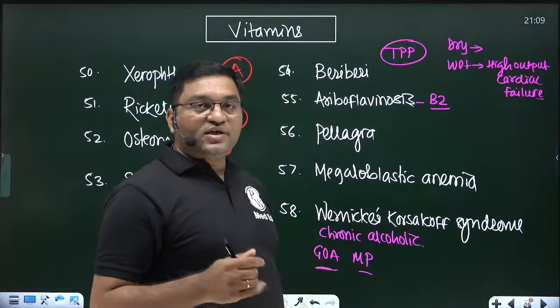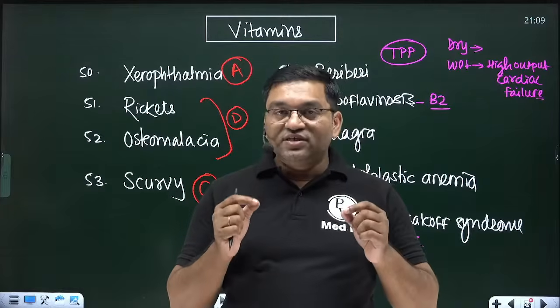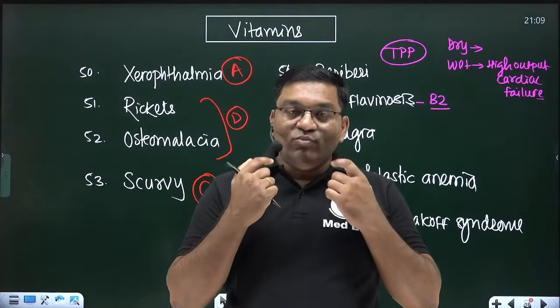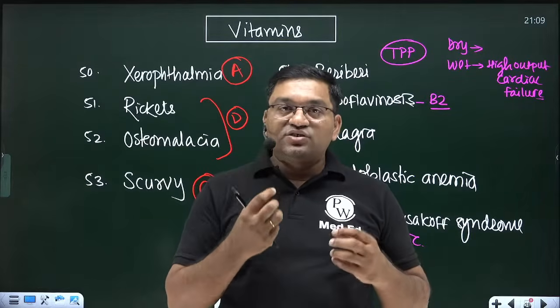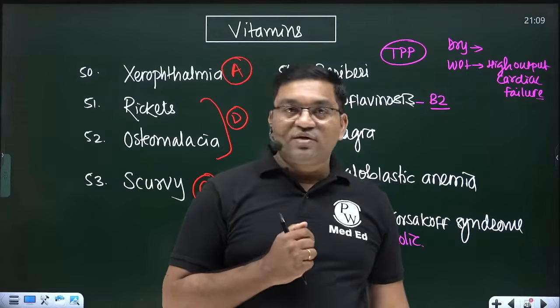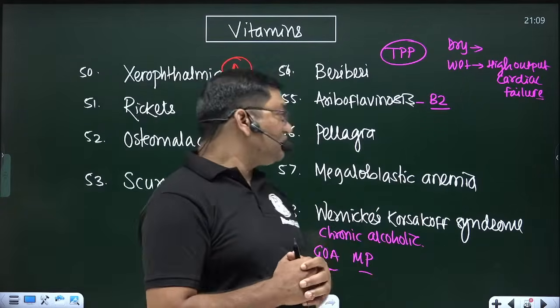Deficiency causes cheilosis, glossitis, and angular stomatitis. All are circumoral manifestations. Then conjunctivitis and seborrheic dermatitis. These are the manifestations of B2 deficiency.